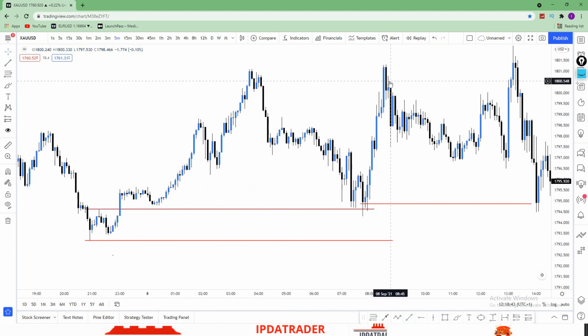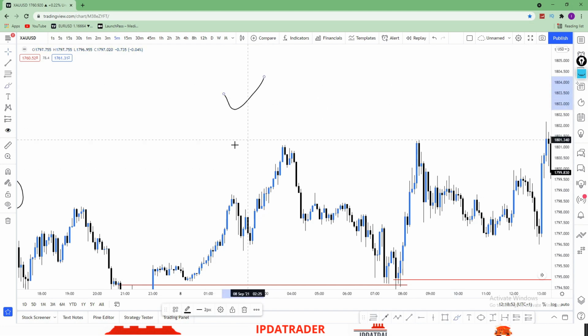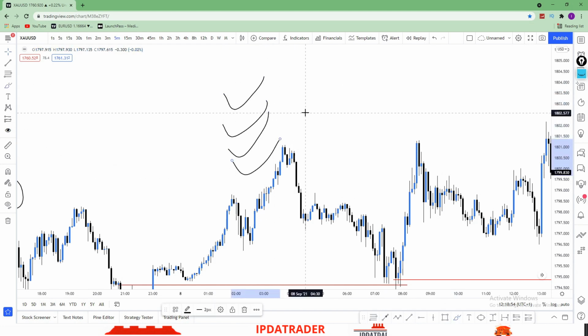So yeah, even on a 5-minute, this can actually work sometimes, but you need to take into consideration all these other factors that I've been telling you all the time, right? Structure, liquidity, POI, confirmation. Time is also pretty important.